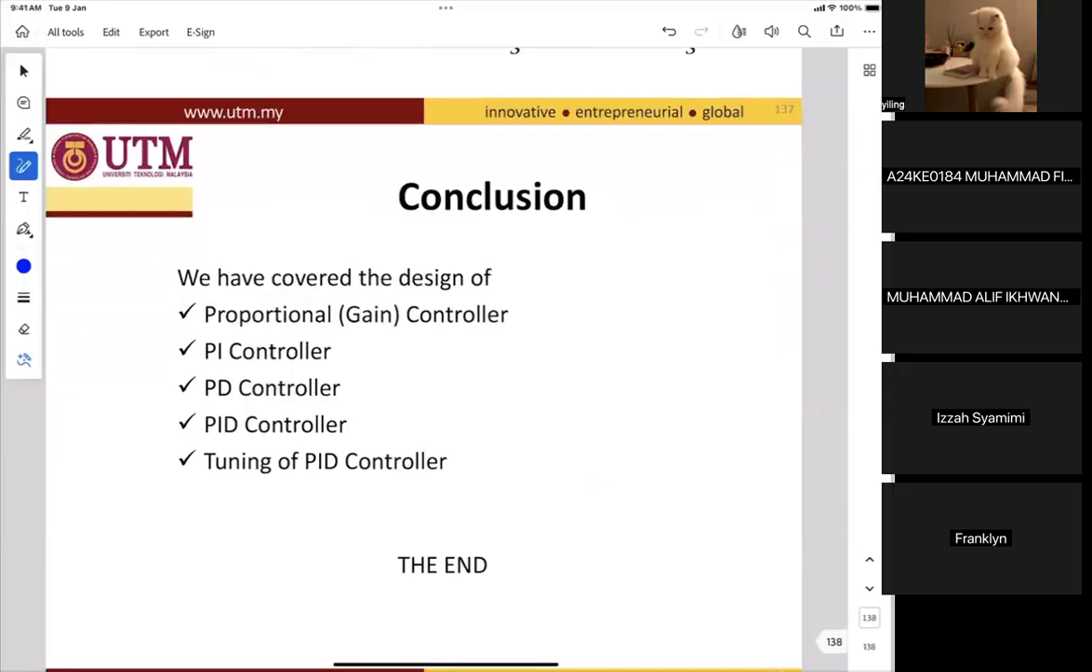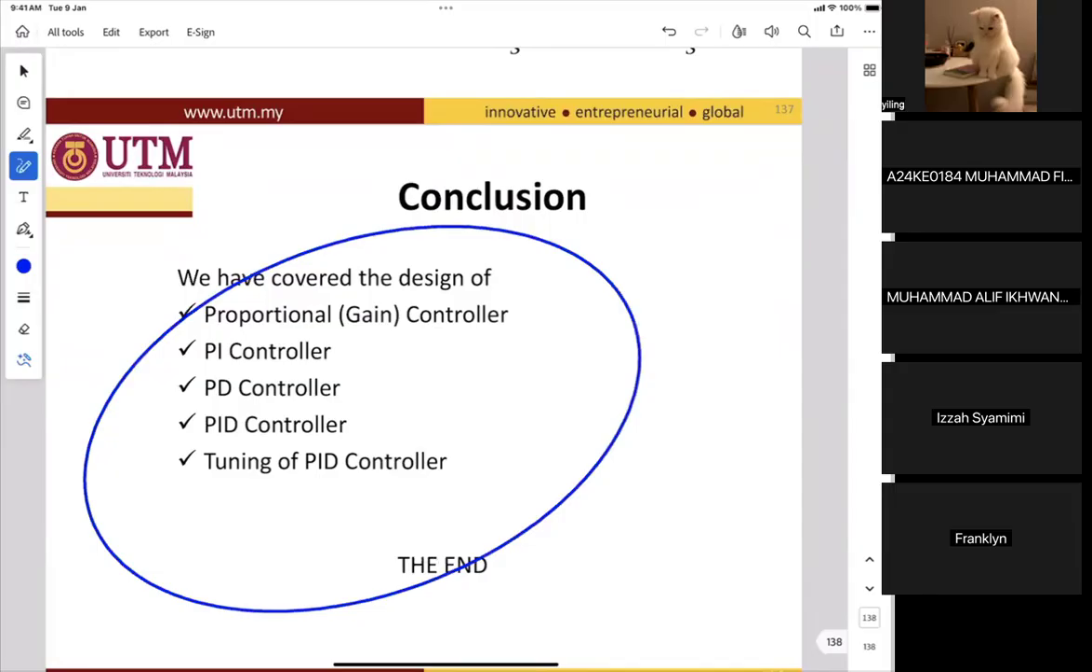Then the conclusions. So we already covered the time domain, proportional controller, PI controller, PD controller, PID controller, and tuning method for the PID controller using the Ziegler-Nichols method. So this is the end of chapter 2. For next week, we will do some revisions, continue for revision for test 1, which will be held on the 13th of November, Thursday. So class on the 11th and 13th will be revisions.